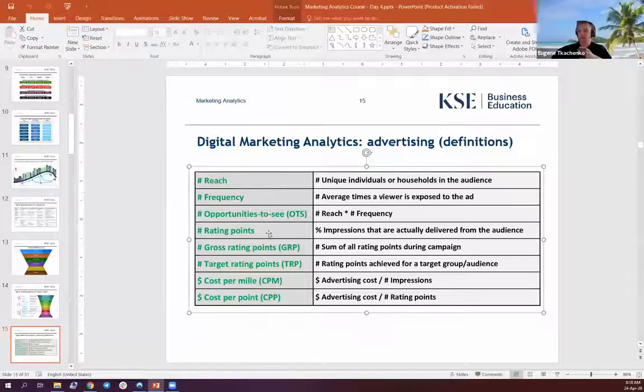So the frequency is immediately increasing for that particular person. And then rating points, opportunities to see, gross rating points and target rating points. It is something that is mostly used when you're working with your reputation on a mass scale, as well as trying to evaluate how well your audience interacts with or perceives ads. Again, not commonly used, but just something to think of.